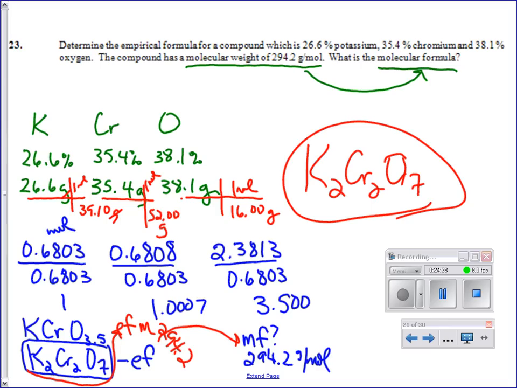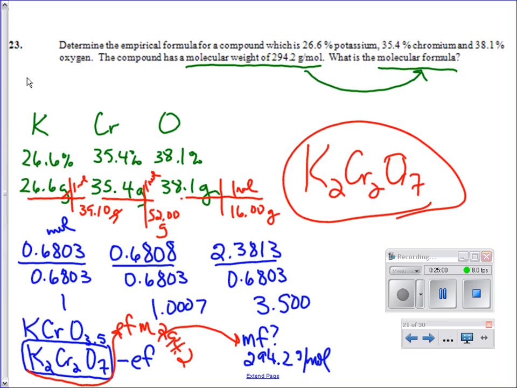That empirical formula mass is always going to be an even multiple of the molecular formula mass if you did the problem correctly. If it's 147, what would you have to do then? Multiply the empirical formula by 2 in order to get to the molecular formula. Okay? And that's just a beautiful thing. Knowing it's going to be an even multiple, that's your check.